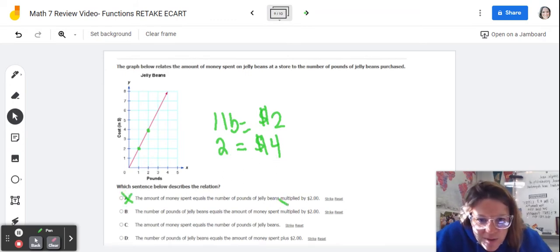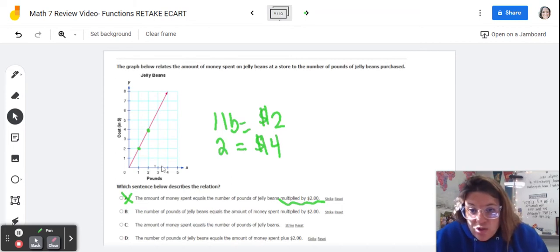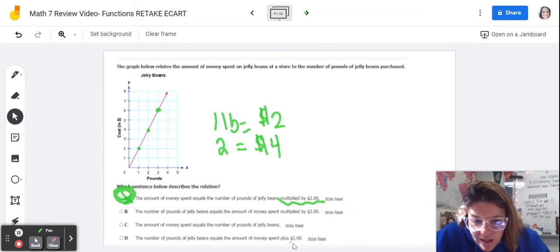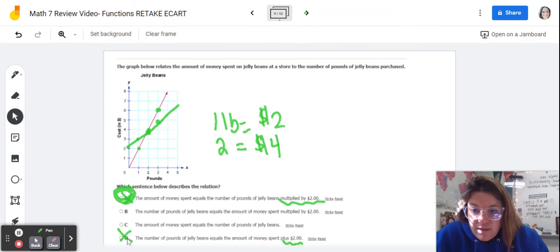Oh, I'm sorry. I multiplied by 2. I felt like I did this in the last video too. It equals the number of pounds of jelly beans multiplied by 2. Yeah, 2 times 2 is 4. 1 times 2 is 2. What's 3 times 2? 6. So it looks like it is multiplying by 2. A lot of you who got this wrong said plus 2, but 1 plus 2 is 3, and 2 plus 2 is 4. So 2 works actually, but 3 plus 2 would be 5, so that graph would kind of go like this. So it's definitely not that one.